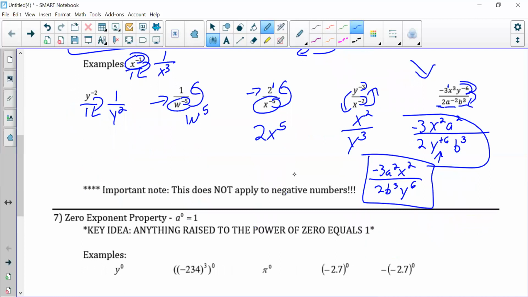And you see the important note, this does not apply to negative numbers. This is reminding us that this -3 right here is absolutely fine. You don't flip it to the other side of the fraction.